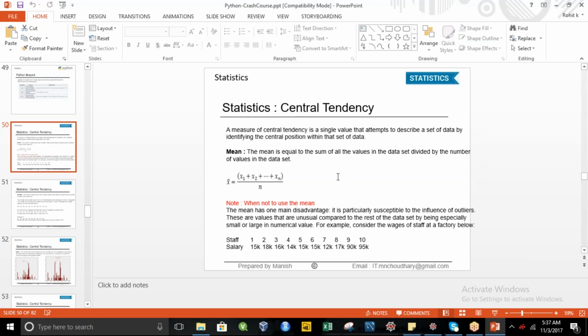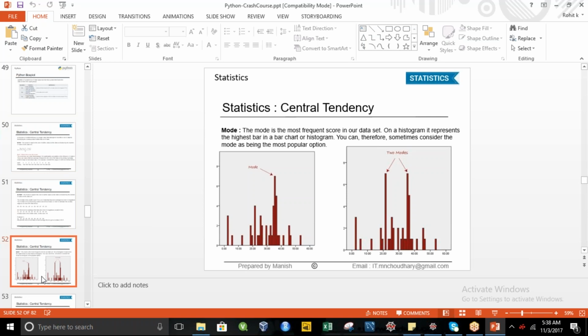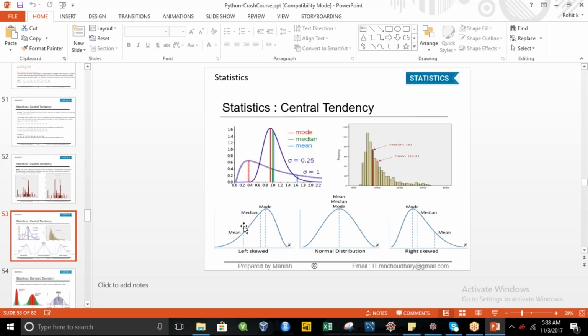Central tendency. There are three metrics when we are measuring the central tendency: mean, median, and mode. Mean is the average of all the data points, divided by the number of data points. Second, median, we get the middle point of that data. And third is mode, which is the most frequent data point. In this way, we can find the mean, median, mode.